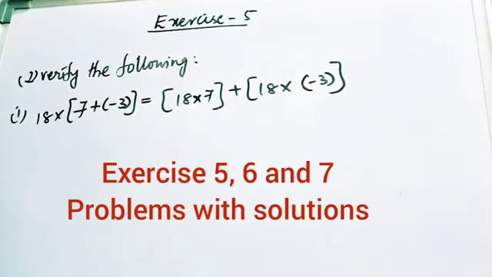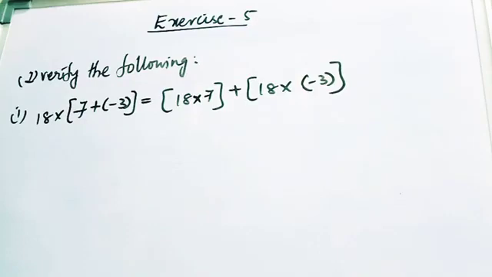I will now explain the problems in exercise 5. The first question, verify the following: 18 into 7 plus of minus 3 is equal to 18 into 7 plus 18 into minus 3. So first of all, we need to prove LHS is equal to RHS.